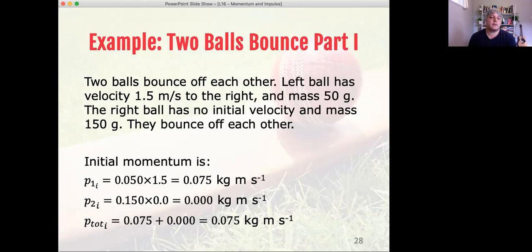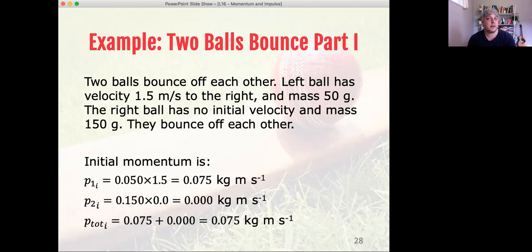The initial momentum is therefore given by P1 initial plus P2 initial. This is one-dimensional, so we can just treat it as right positive and left negative. So right positive means our first ball, P1, has an initial momentum of 0.05, the mass, times 1.5, the velocity, which is 0.075 kilogram meters per second.